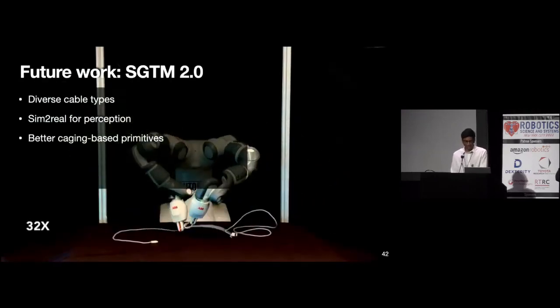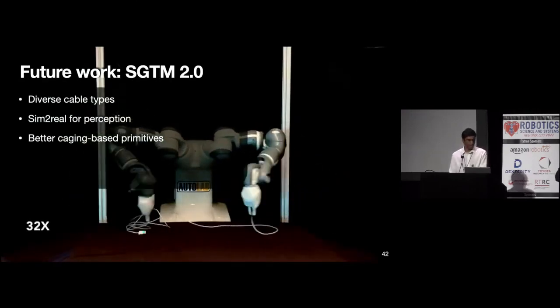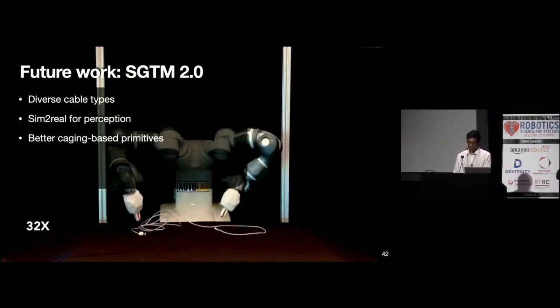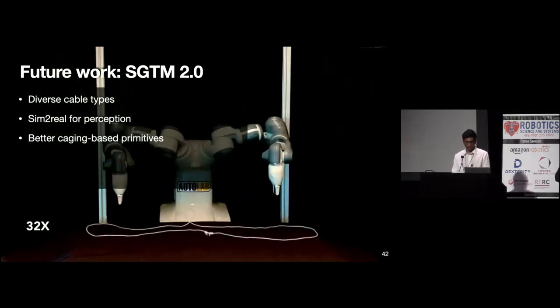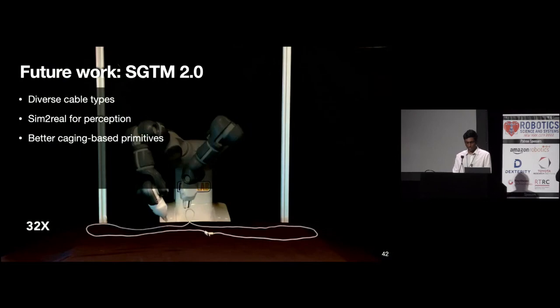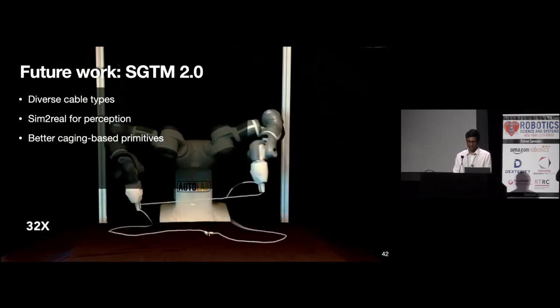We've also been working on a second version of the SGTM algorithm to address the failure modes and improve upon the current iteration of the algorithm. Currently, we focus on one type of USB cable, but we wish to generalize to more types of cables in the next iteration of our work. And we also plan to use sim and larger quantities of data to improve the generalization to new types of knot.